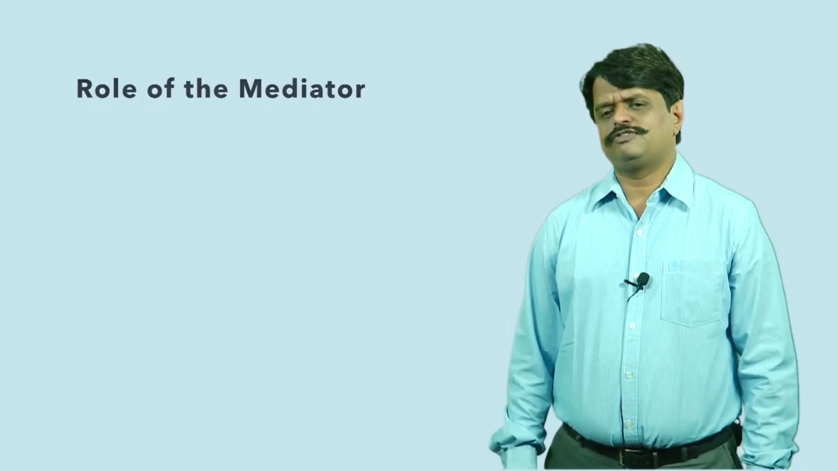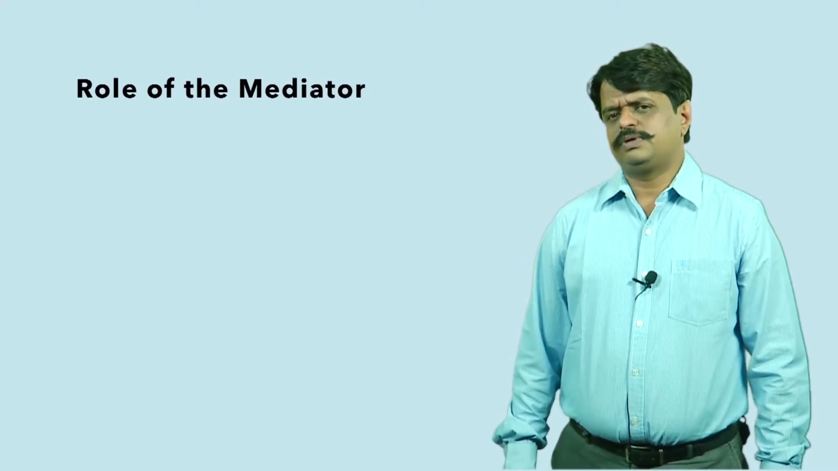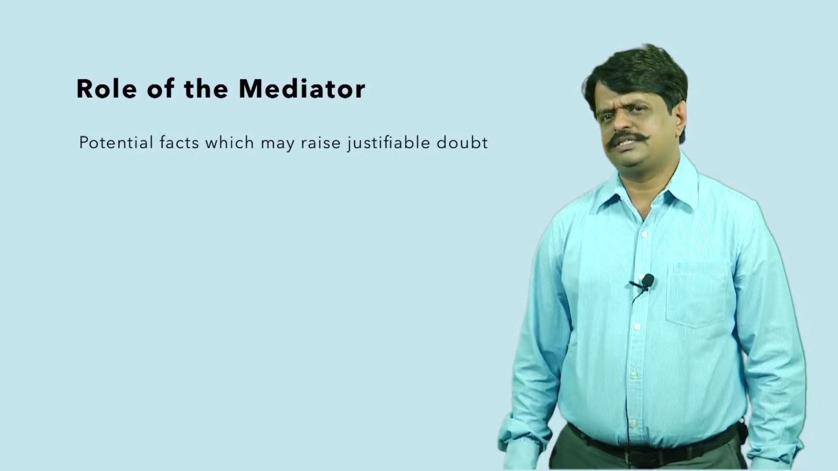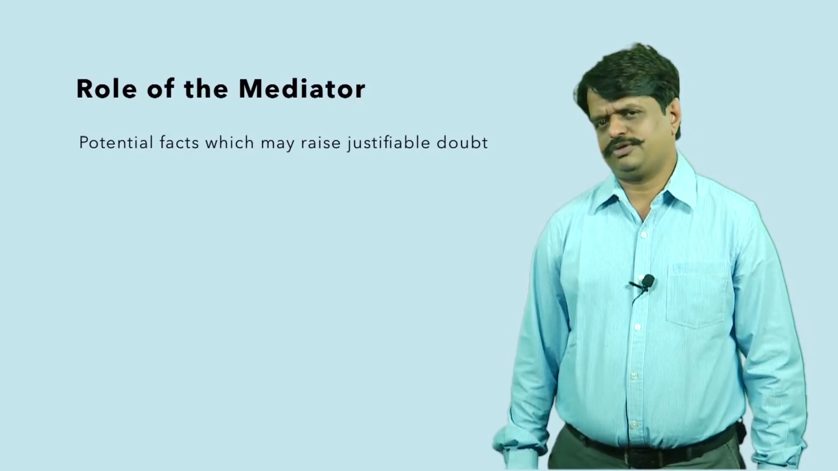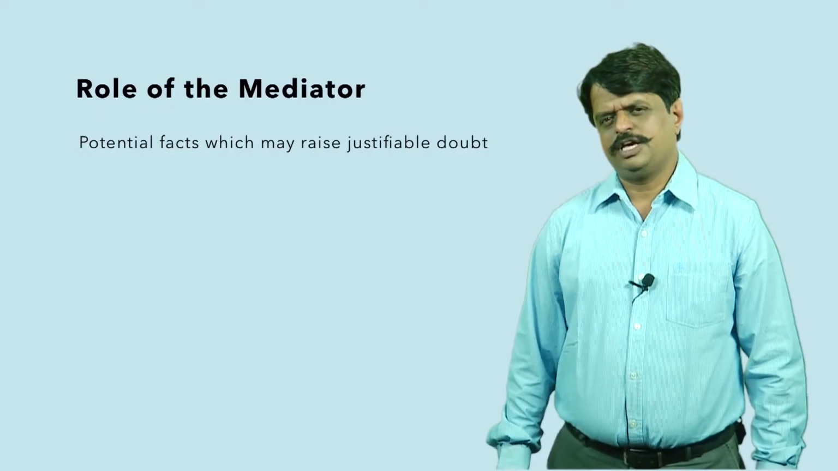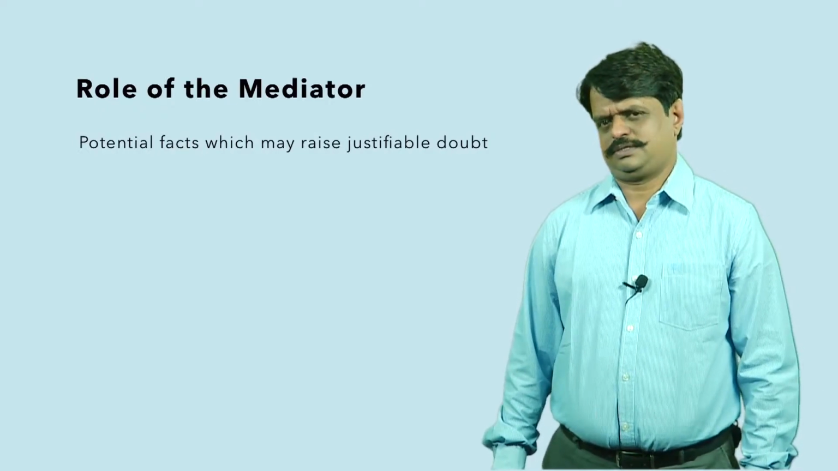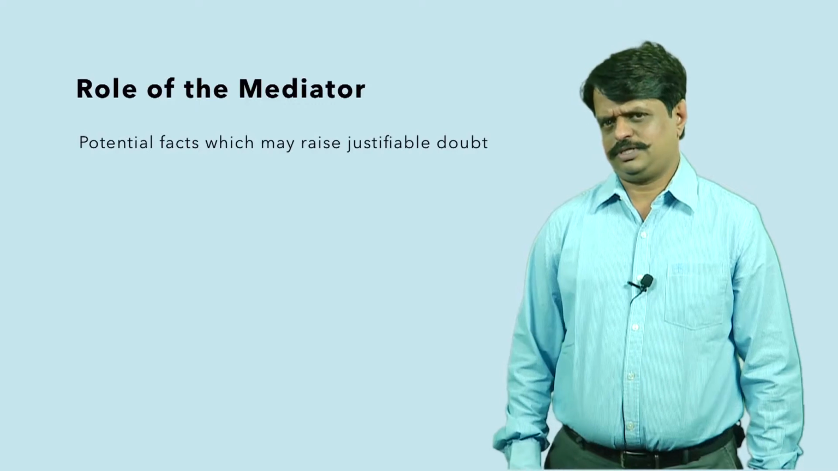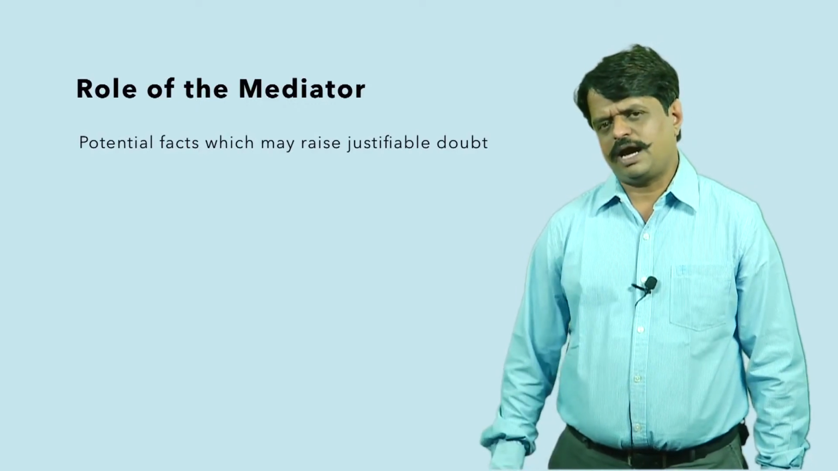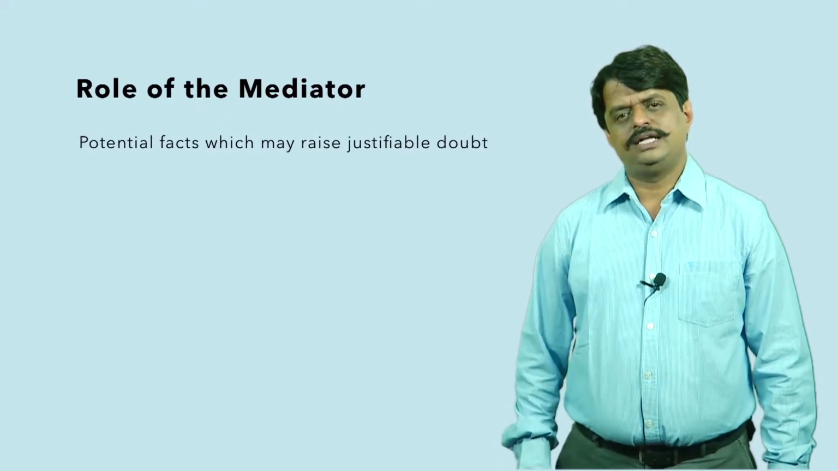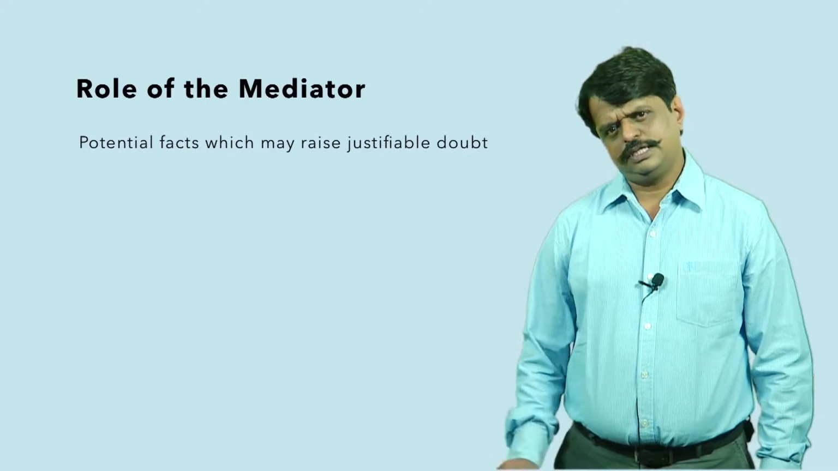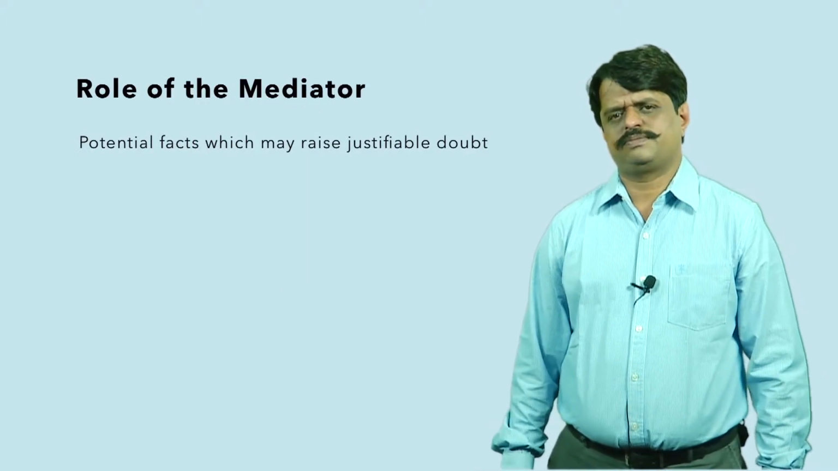Now, coming to the role of the mediator. The first role is expressing his independence and impartiality by communicating to the parties that he is completely independent and impartial. If there are any circumstances which give rise to doubts as to his independence and impartiality, they must be communicated in writing immediately, and this duty to communicate operates from the beginning till the end of the mediation process.